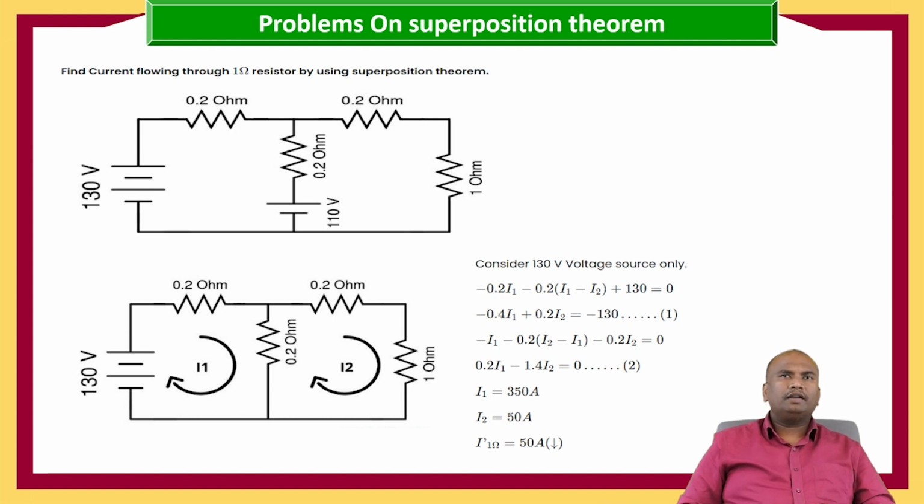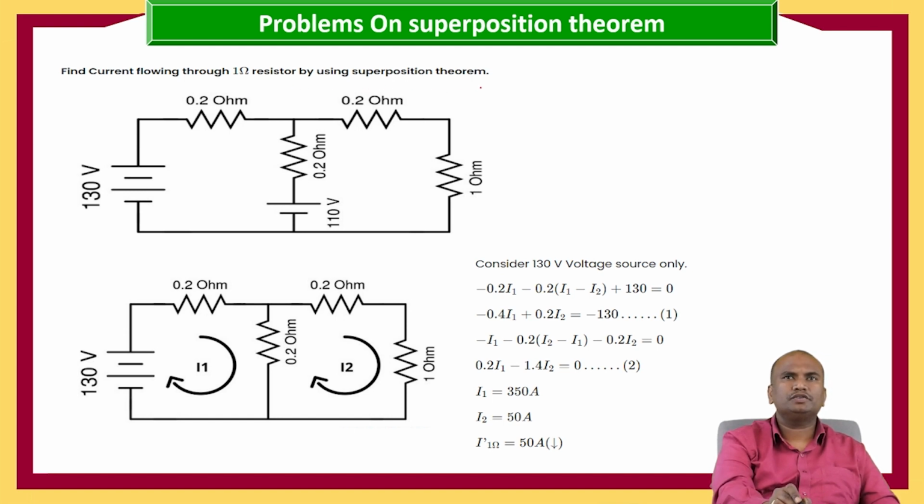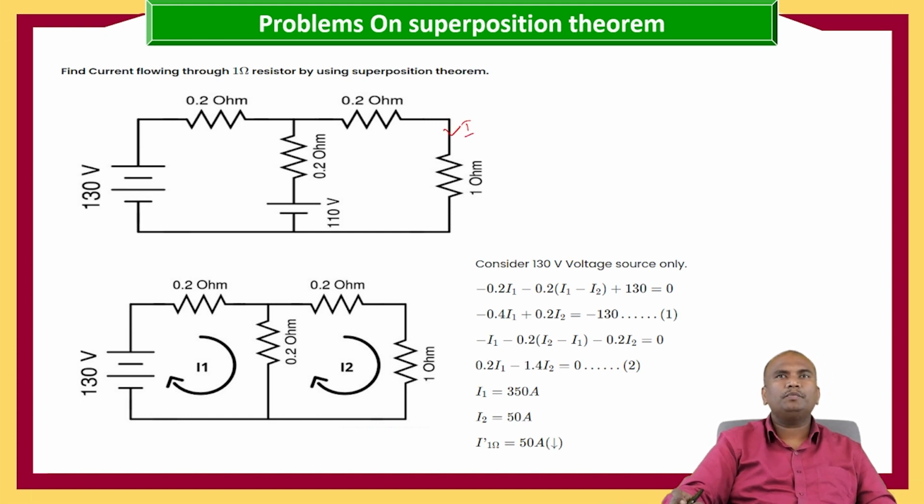Now we will go to the next problem. Find the current flowing through the 1 ohm resistor by using the superposition theorem. Now we need to calculate the current flowing through the 1 ohm resistance. So first, let us take any one source as acting and the other source as non-operative.